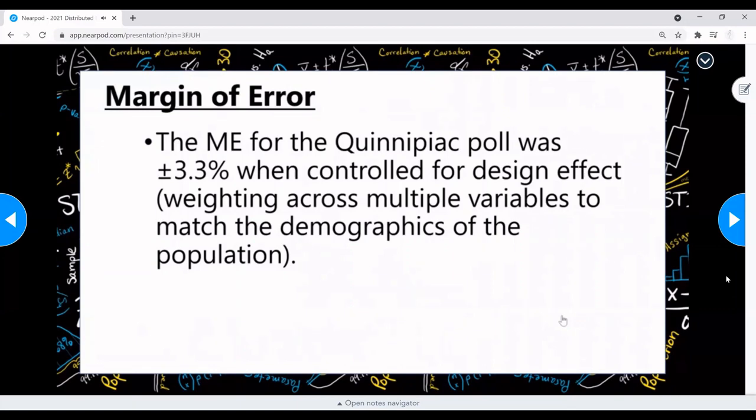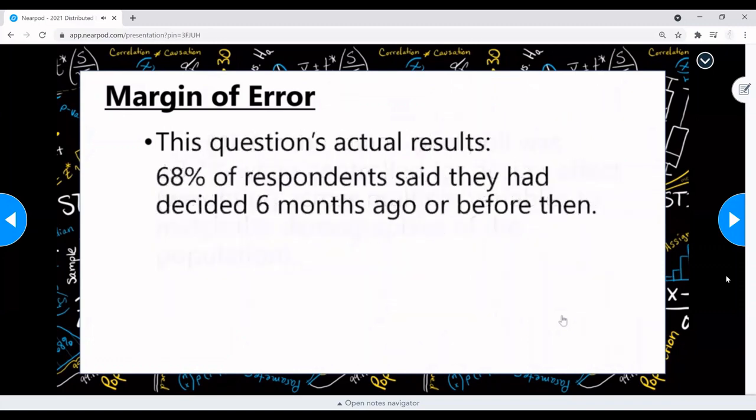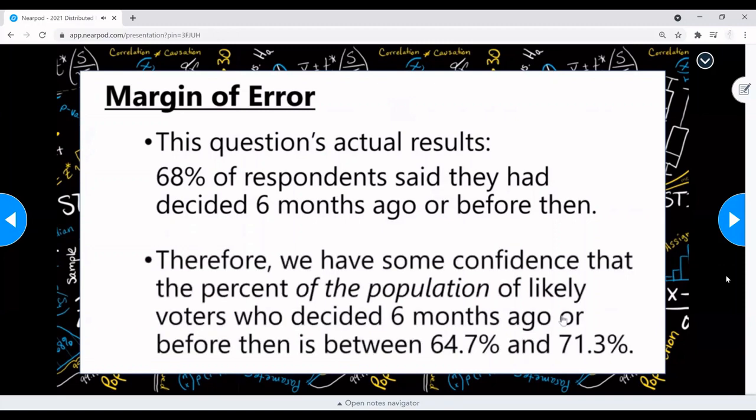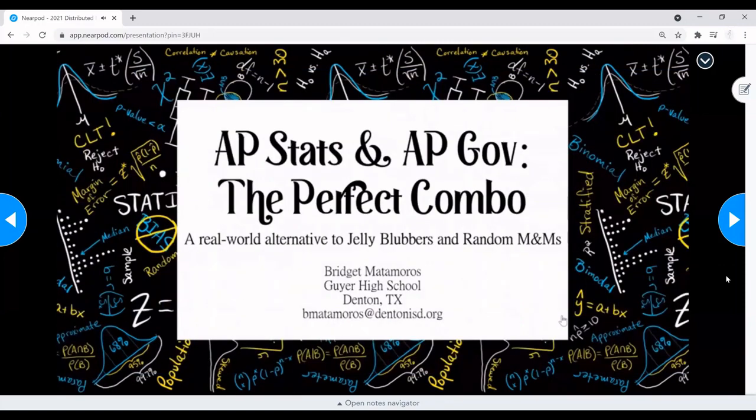Lastly, we'll briefly talk about margin of error. It's not a long discussion, just so they understand what it means if they see it reported on TV. That also means that when we get to confidence intervals in the spring, it's not the first time they've heard it. I give them the actual results at the very end, and we build a very informal interpretation of that interval.